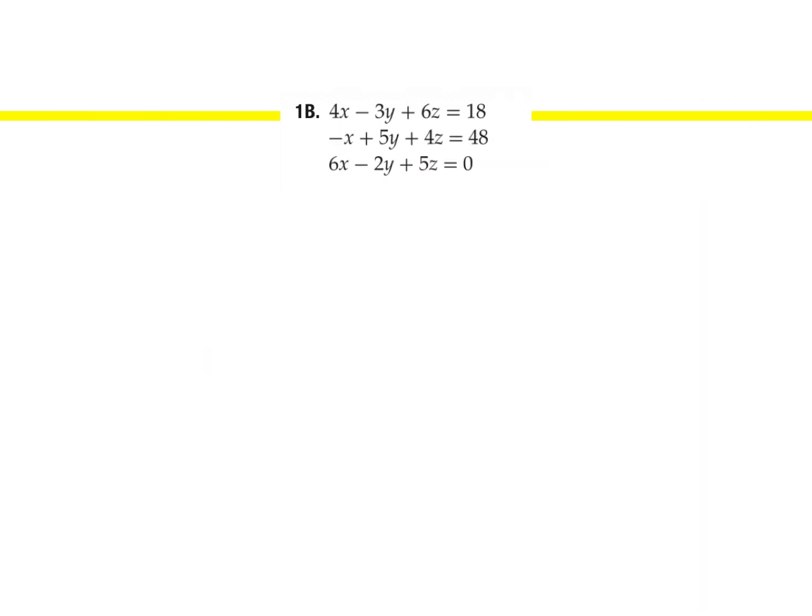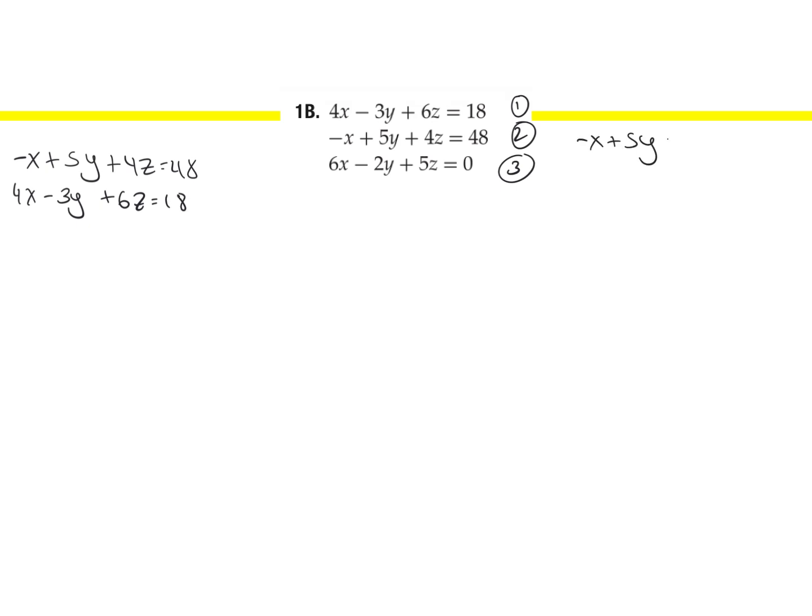So to start this one, again, I'm just going to number the equations to make it easier when I teach it to you guys. I'm going to use equation 2 as the one I'm going to use for both. So I'm going to say it's negative x plus 5y plus 4z equals 48. And I'm just going to write equation 1 right underneath it. And I'm going to go ahead and write negative x plus 5y, again, equation 2 on the other side. And I'm going to write equation 3 right underneath it.